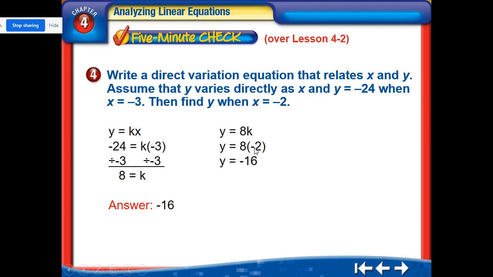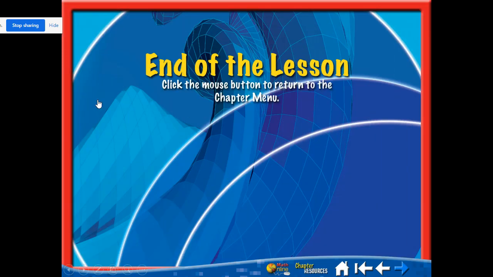Now, how do I solve for y? I just multiply this. So sometimes they're going to be actually easier problems than what we did before. It just depends on what they tell us. They tell us to put the x in, so we do that. So 8 times negative 2 is negative 16, so that's my answer. And that's what I have for you today.